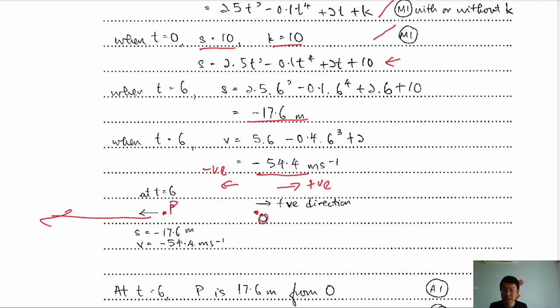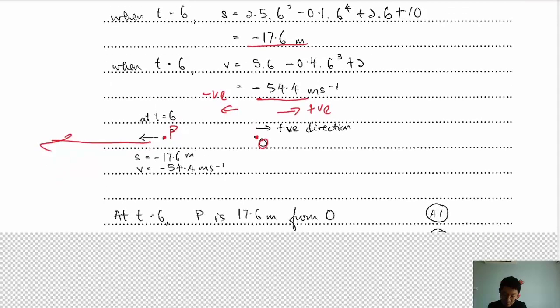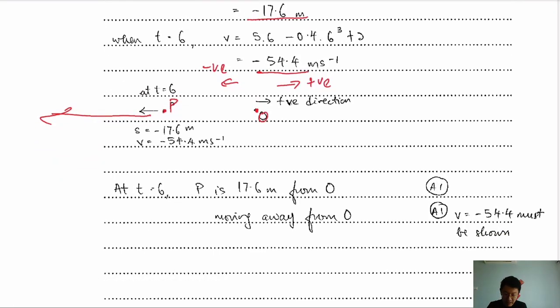So with that, how are the marks awarded? One mark is given when we say it is 17.6 meter away from O. You need to state this as a distance, without the negative sign. And then another mark is given when you say it is away from the O. This mark is only given when it is seen that you try to evaluate your v and you get a negative value for the v.